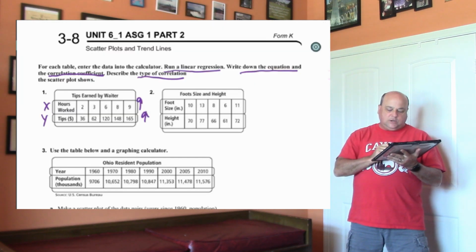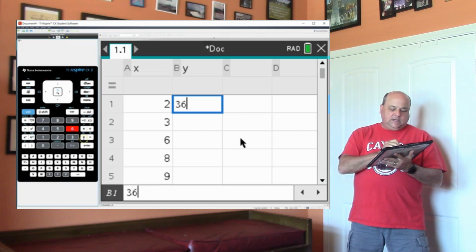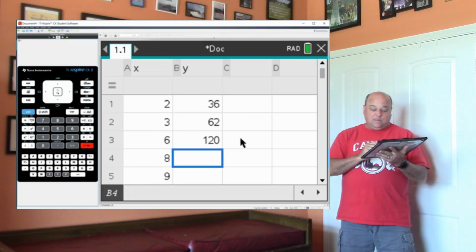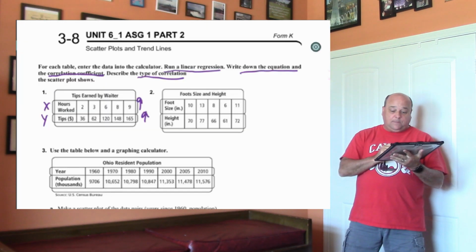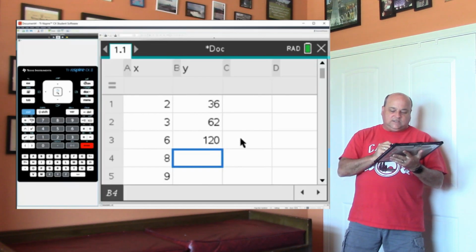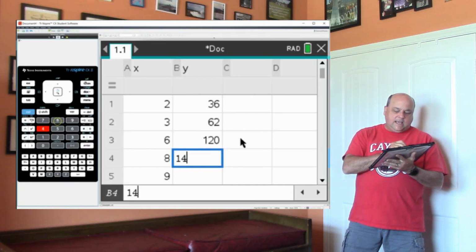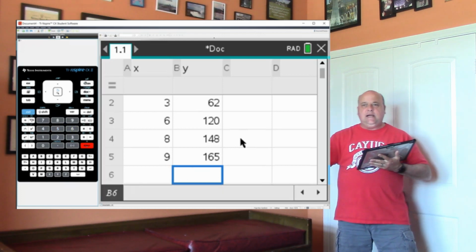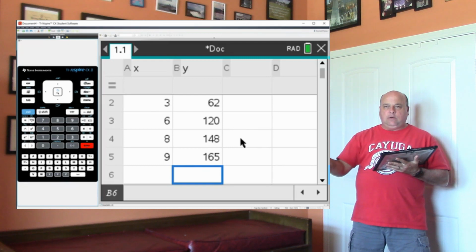36, 62, 120. 36, enter, 62, enter, 120. I would go by 3. You can remember 3 real good. You're probably looking at your paper though. And then 148, 165, 148, enter, 165, enter. I got my numbers in, right? Now we're going to do the linear regression.